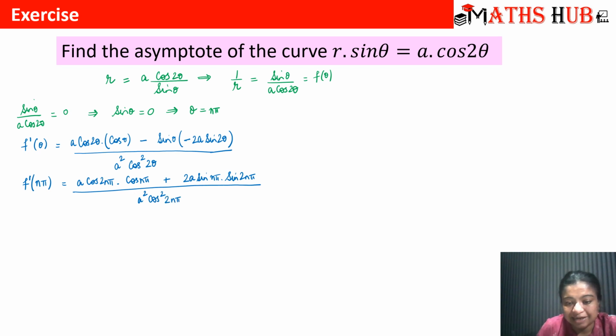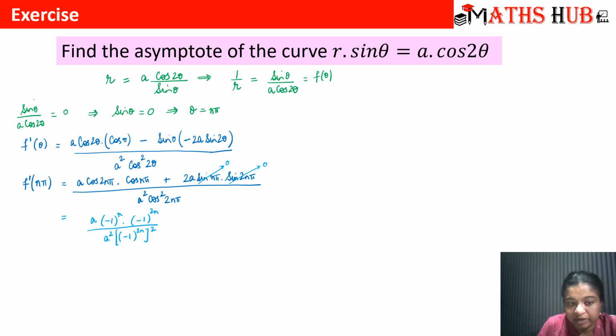Now we know that sine n pi is always 0. Similarly, sine 2n pi is also 0, right? And now what is cos n pi? Cos n pi is minus 1 raised to power n. Cos 2n pi will be minus 1 raised to power 2n. The denominator is a square, then minus 1 raised to power 2n, and then it's squared, right? So now this would be an even term.